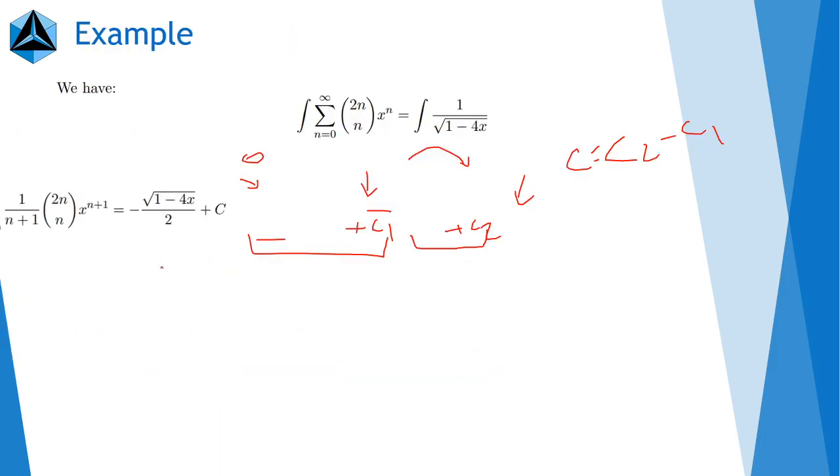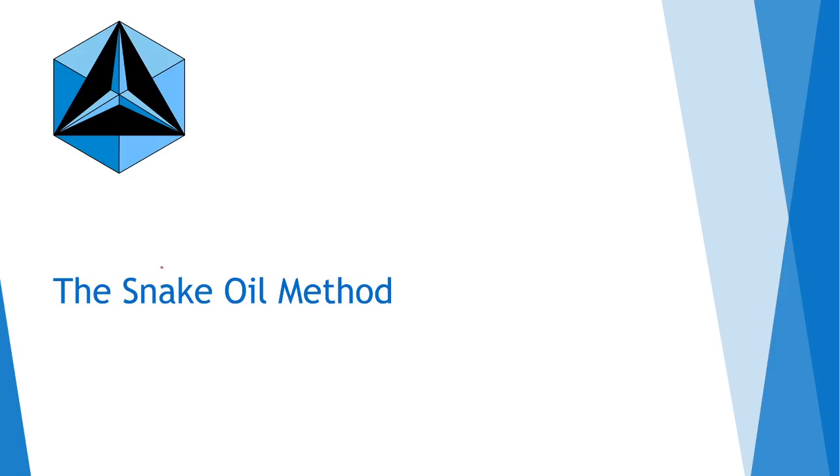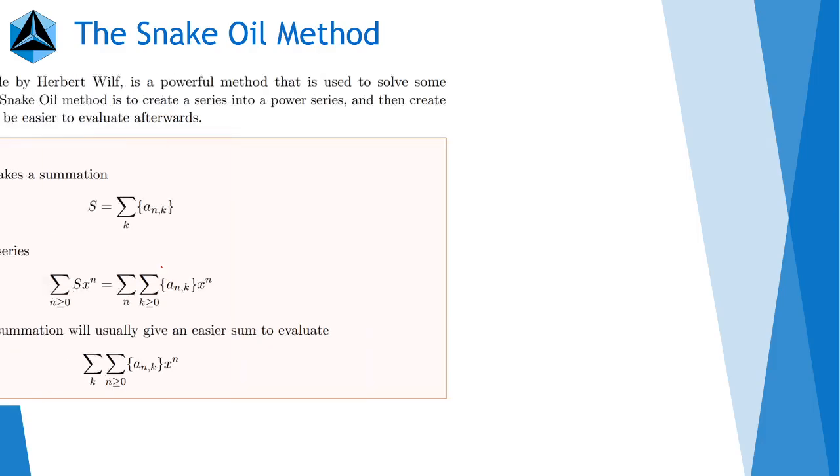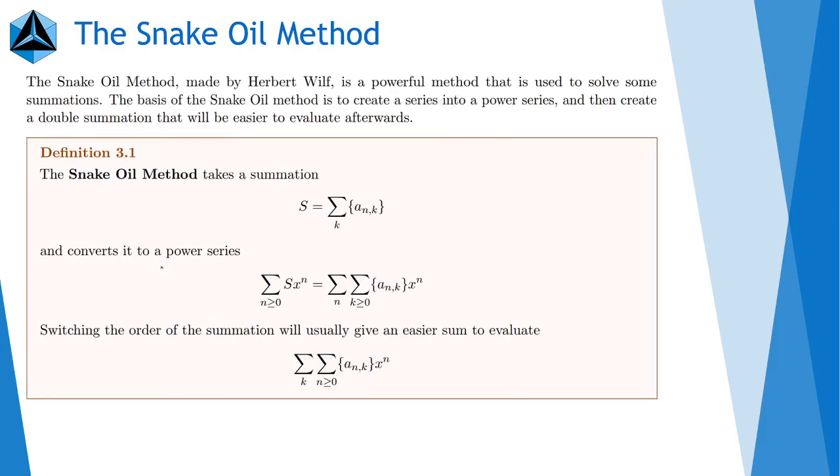So let's move on to the snake oil method. The snake oil method, made by Herbert Wilf, is a powerful method that is used to solve some summations. The basis of the snake oil method is to turn a series into a power series, and then create a double summation that will be easier to evaluate afterwards. So the basis of the snake oil method takes a summation here. Let's let the value of the summation be s. This will be in terms of n, and this is a series in terms of n and k, a of n and k. And so this is a summation with the bounds in terms of k.